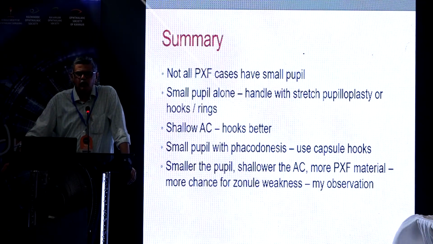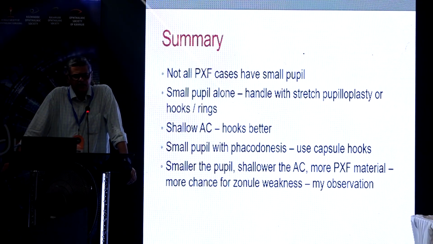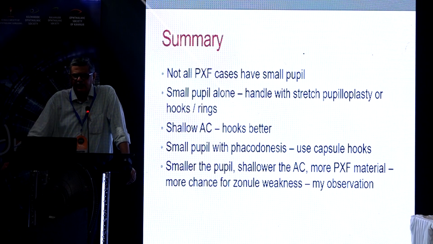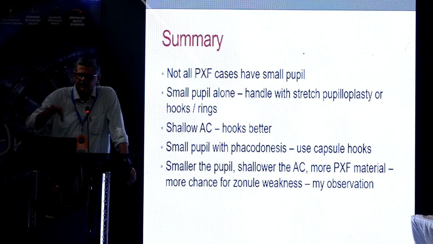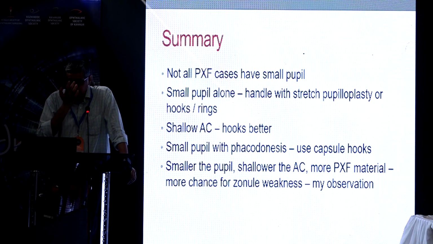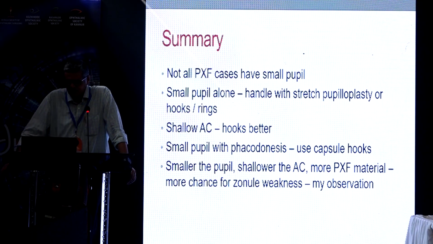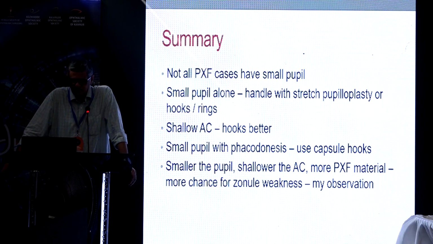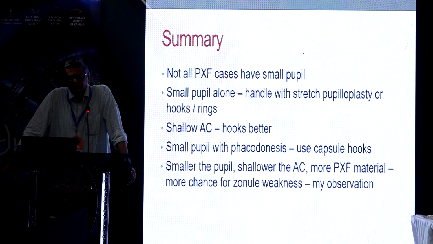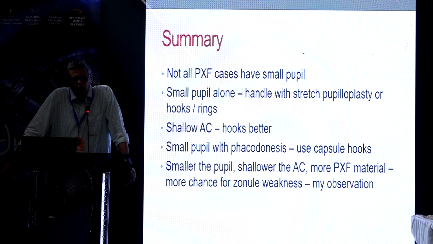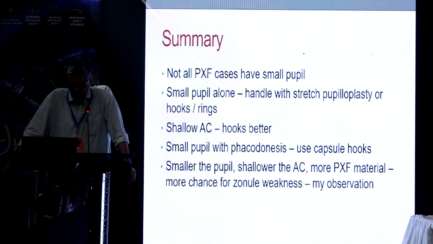So in summary, not all cases of pseudoexfoliation have a small pupil. You can have widely dilated pupils with all your target sign and everything you can see. Small pupil alone can be handled with either stretch pupilloplasty, hooks or rings, whichever is your personal preference. In a shallow AC, hooks are better. Small pupil with phacodonesis, use capsule hooks instead of the iris hooks.